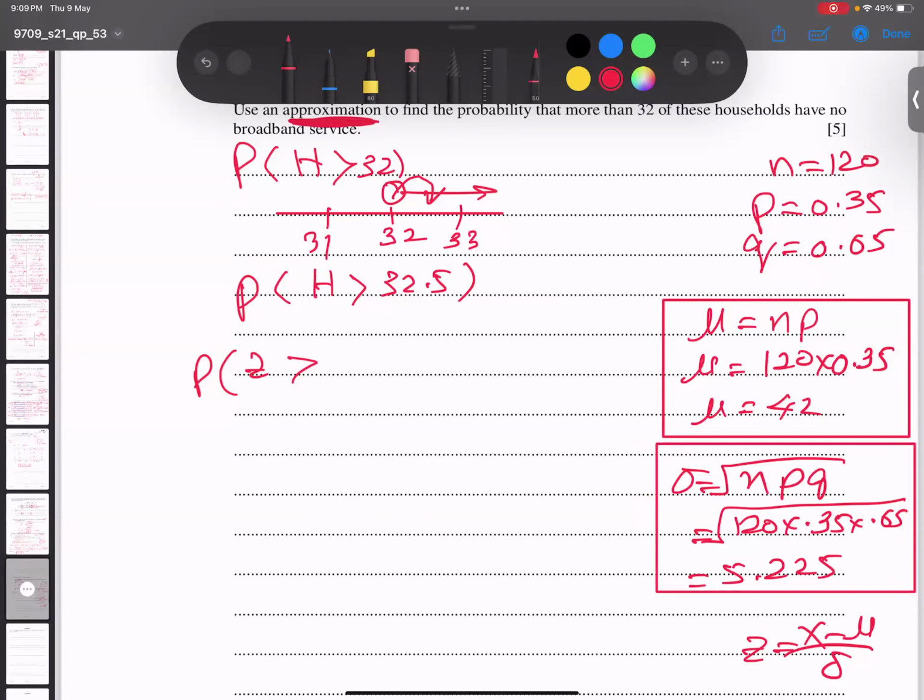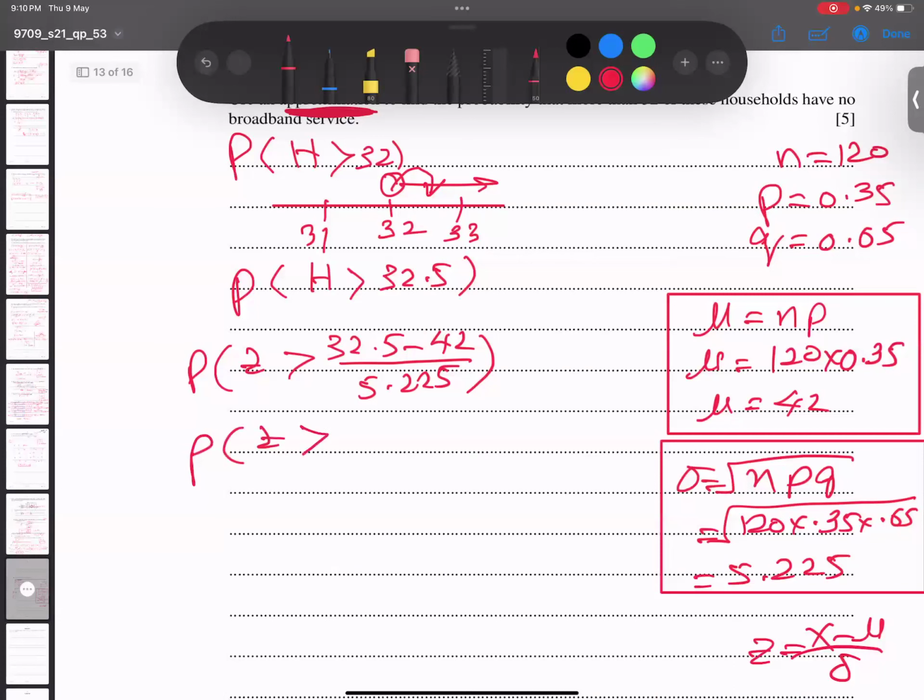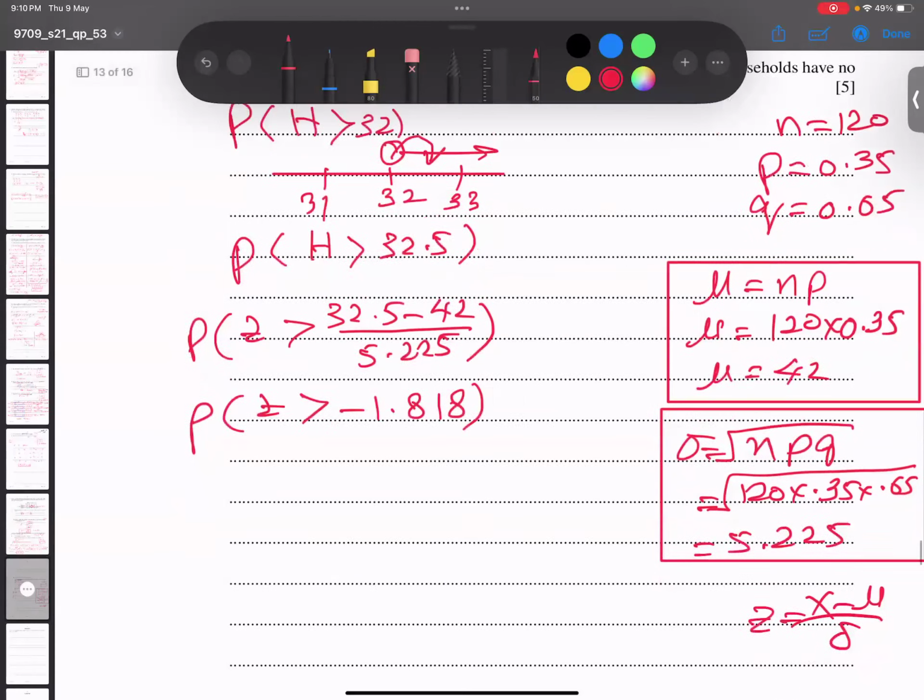Now I will plug in these values back here. So what are the values? 32.5 minus the mean, divided by the deviation, which is 5.225. Students, I'm typing in the calculator. Let me check it. So 32.5 minus 42, divided by 5.225, I am getting negative 1.818. We always need 3 decimal places.